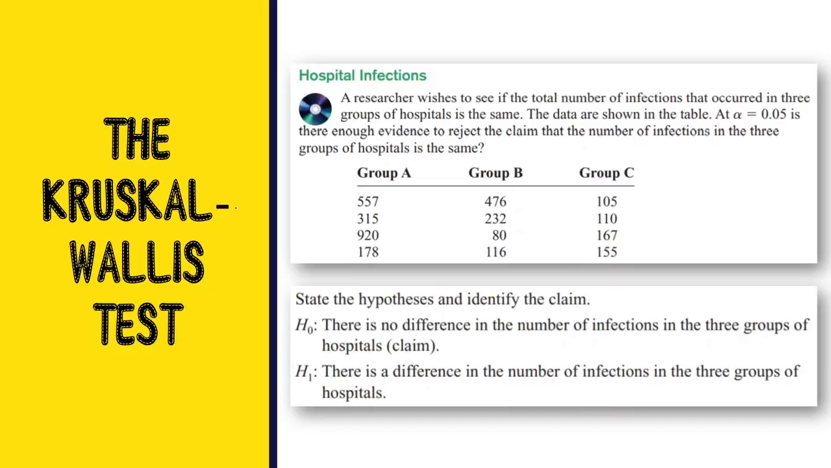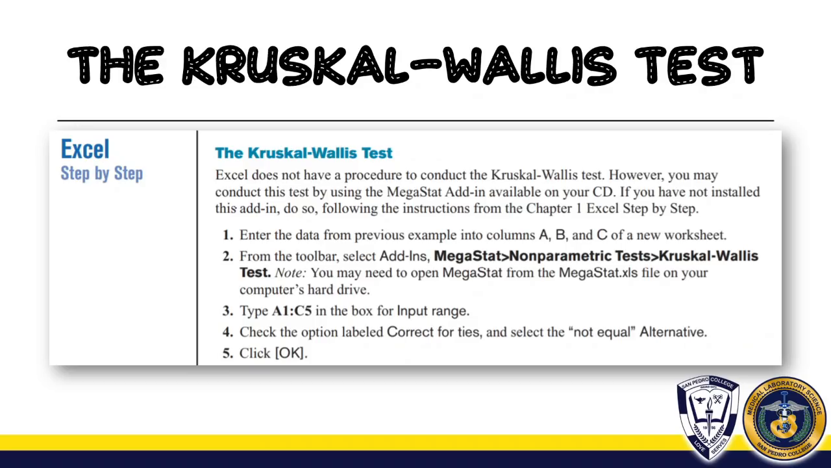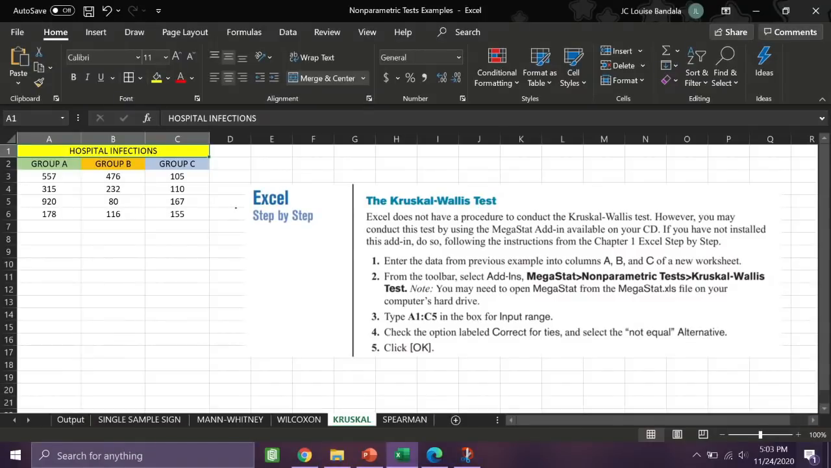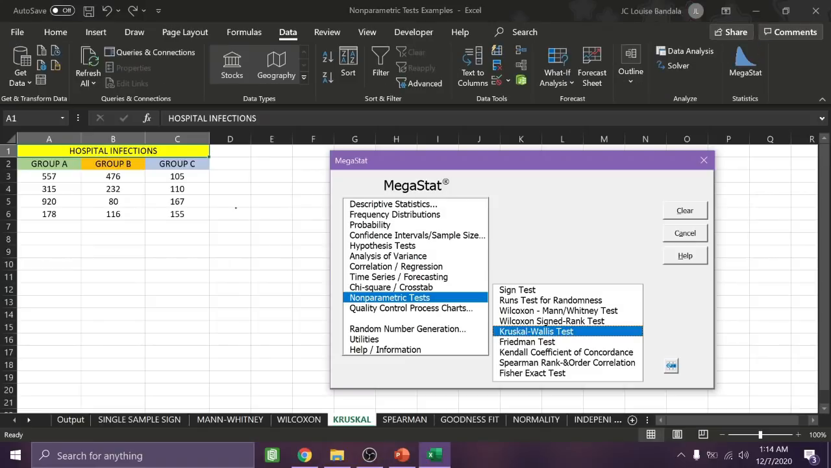So this will be our hypothesis. Null hypothesis, there is no difference in the number of infections in the three groups of hospitals, whereas your alternative, there is a difference. So for your Kruskal-Wallis, again, proceed na, diretso diri sa ato ang Excel. So, usual, click your data, click your MegaStat, and then mag-appear ni siya na tab. Then click nonparametric, and then you will find Kruskal-Wallis test there, which is this one.